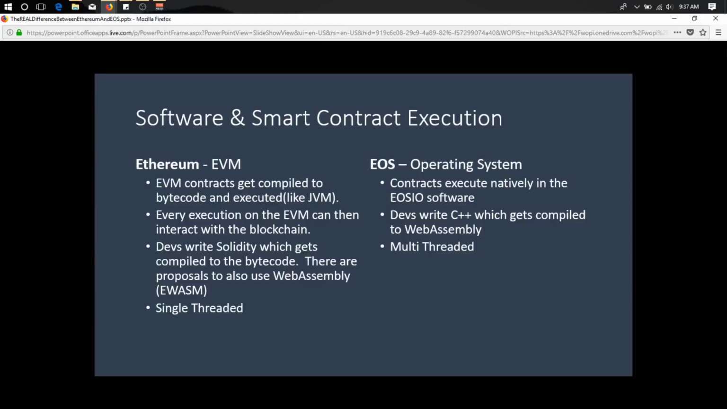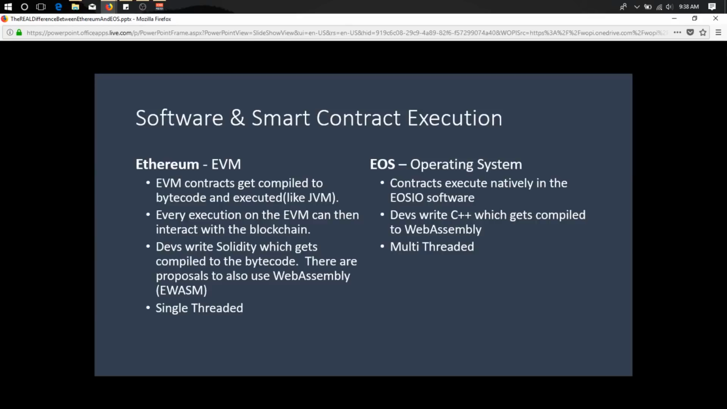To start off, let's look at software execution. In Ethereum and EOS, every contract belongs to an account, and accounts send transactions back and forth. In Ethereum, all transactions are processed inside a virtual machine called the Ethereum Virtual Machine, or EVM for short.